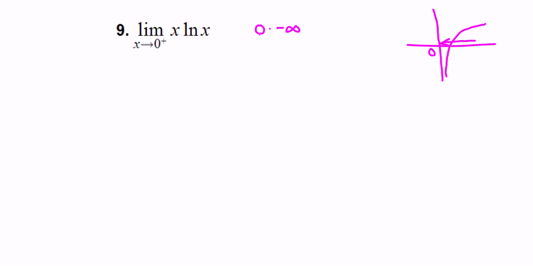Do not assume 0 times anything is 0. That is not true. 0 times a finite number is 0, but negative infinity is not a finite number. In fact, this is an indeterminate form.